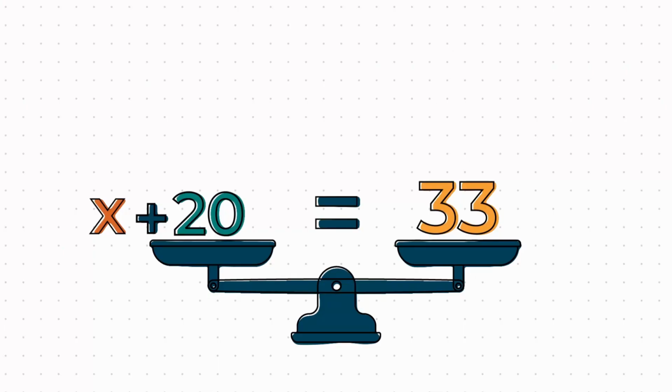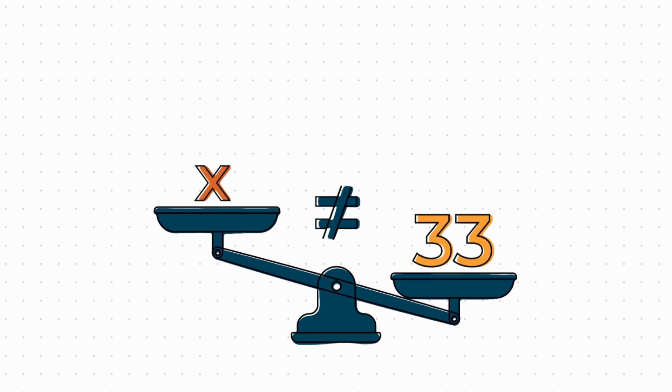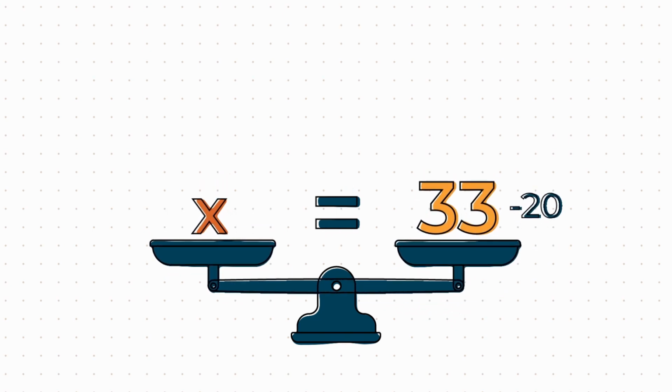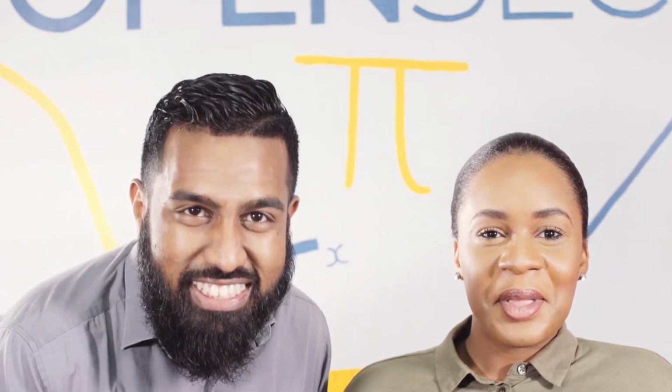So what would happen if we remove 20 from the left-hand side of the equation? The scale tilts to the right. The left side is now lighter than the right side because it is 20 less. So the equation is now unbalanced. Well, how do we balance it? By subtracting the same 20 from the right-hand side of the equation as well. Balance. Now solving for x is easy.